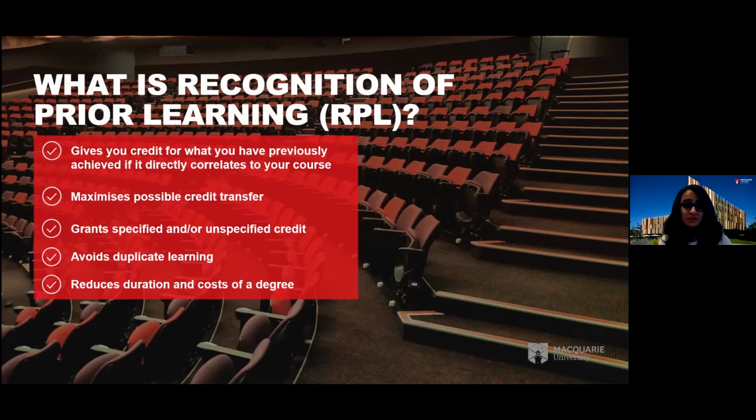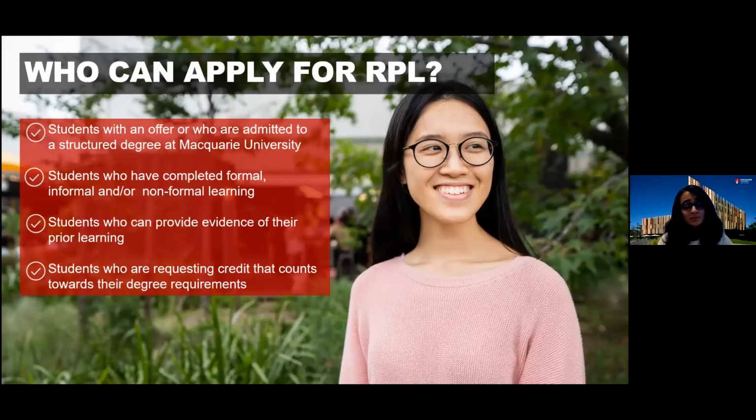As I mentioned earlier, because RPL intends to maximize any possible credit transfer, it intends to avoid duplicate learning. If you studied the same content at another university or institution, or have gained experience through work, you shouldn't have to repeat the learning. And thereby, it intends to reduce duration and cost of your degree. Macquarie University firmly believes that you should get the credit where credit is due, and this is where RPL comes in.